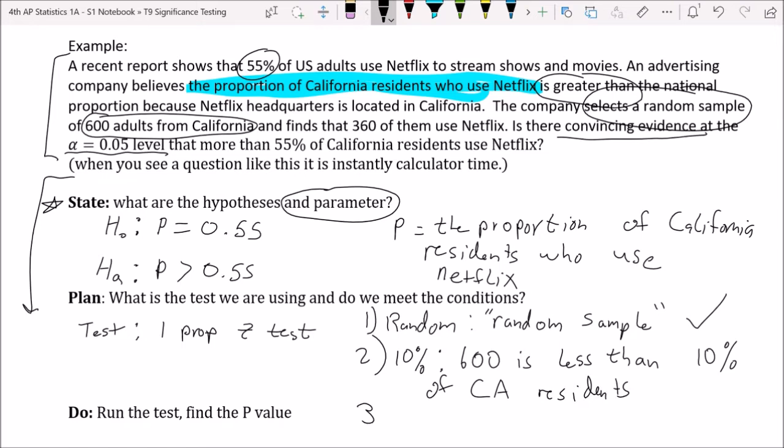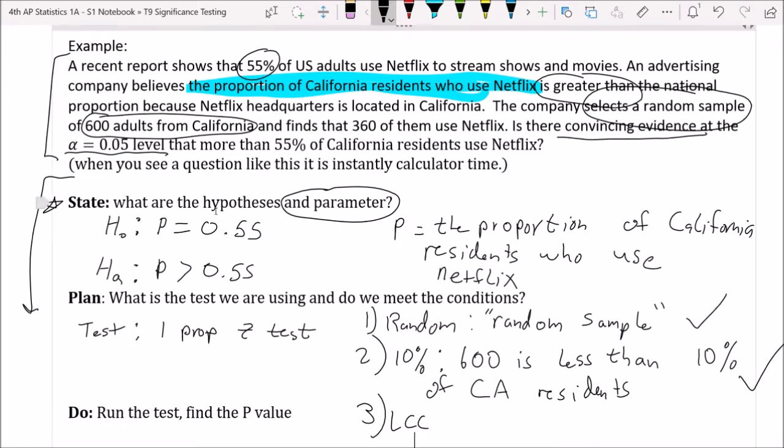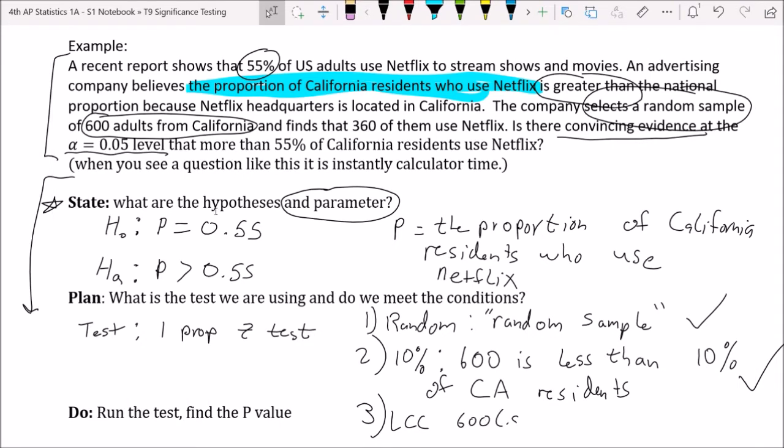Okay, number 3, large counts condition. Okay, so remember we're going to use our null value for the proportion on this. That's 0.55. And so let's do our setup for the large, oh, I forgot to do a check mark, haha. Let's do large counts condition. And large counts condition would go like this. It looks like it would be the sample size of 600 multiplied by 0.55 needs to be greater than or equal to 10. And it needs to be greater than or equal to 10 when we use the complementary probability, so 600 times 0.45 also.